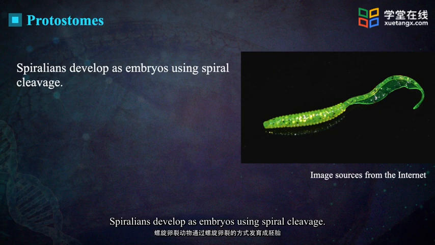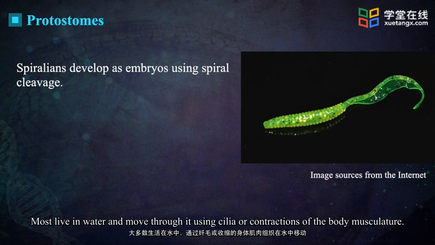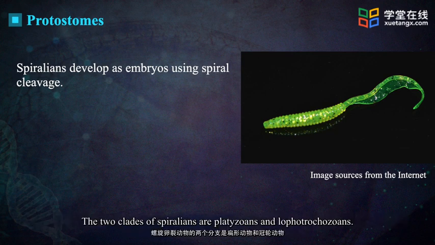Spiralians develop as embryos using spiral cleavage. Most live in water and move through it using cilia or contractions of the body musculature. The two clades of spiralians are Platyzoans and Lophotrochozoans.